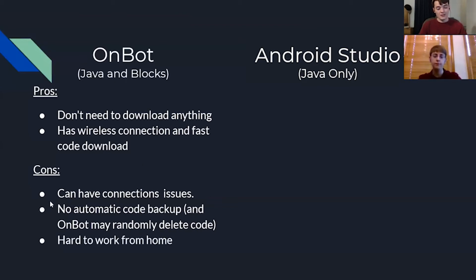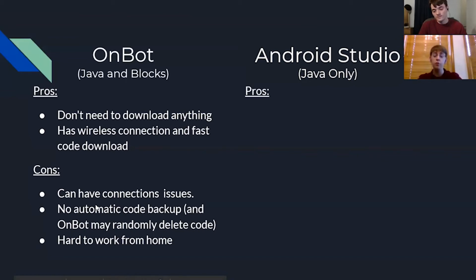Tied to that is it is difficult to work from home. All of the files are saved on the robot, either phone or RevHub. And you won't be able to work on those files remotely unless you've made a copy of these files to edit. So you can make it work. There are workarounds you can look into, but it won't do that automatically for you.